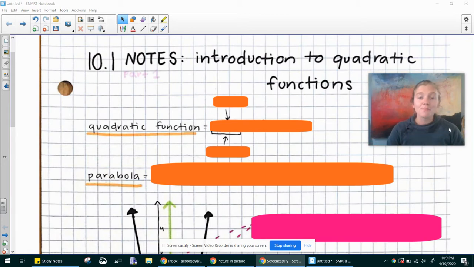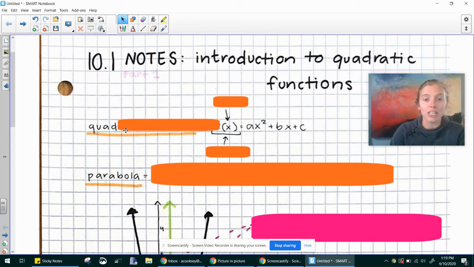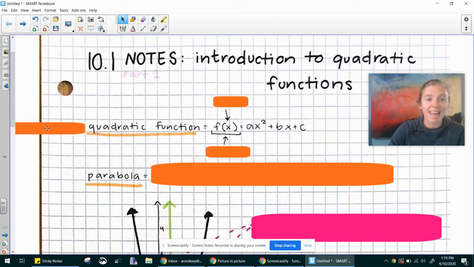So let's get started. A quadratic function is any function written in the form f of x equals ax squared plus bx plus c. So previously in this year, we have learned about linear functions, which make a straight line and are written in the form f of x equals mx plus b. We have learned about exponential functions, which form a curve.